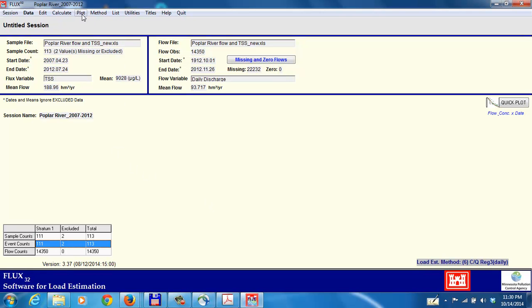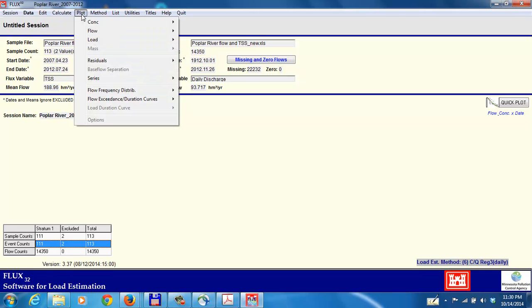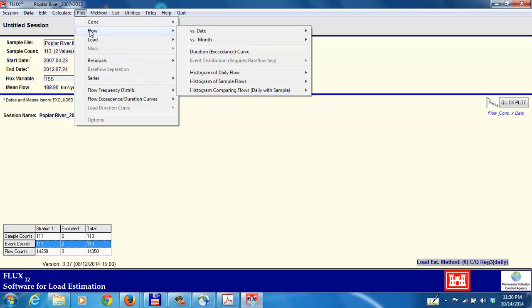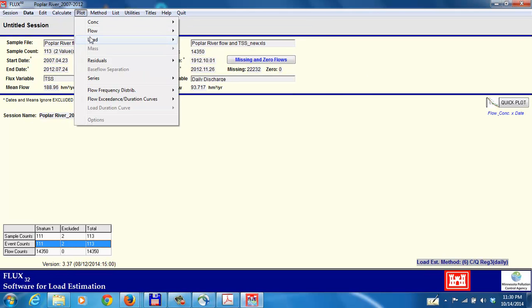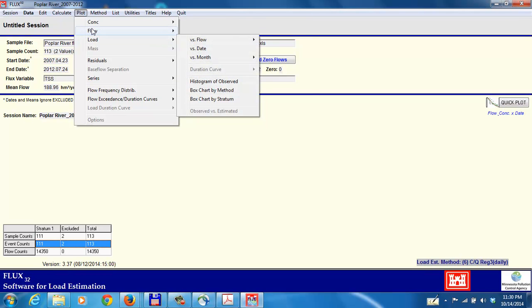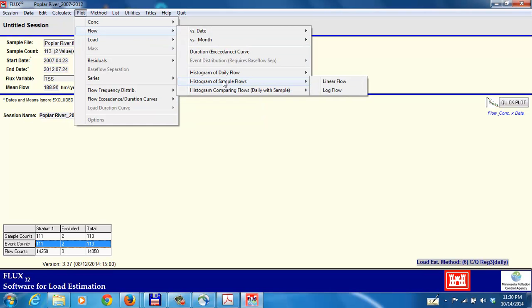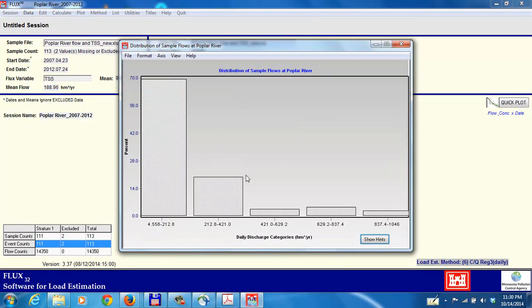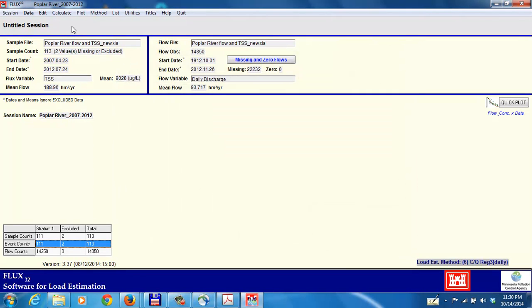We can do sample flow versus total flow, and okay, so if we come down here, let's see, that's not exactly the graph I was looking for.